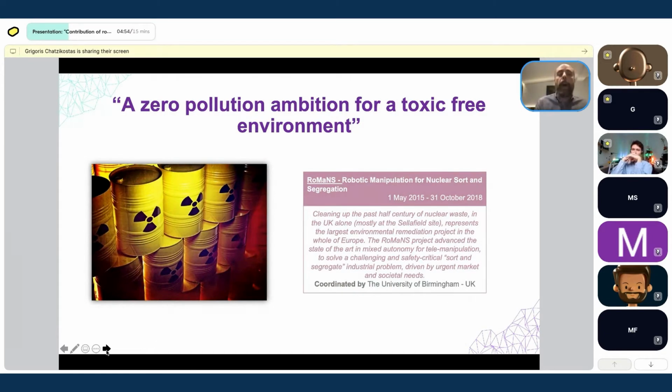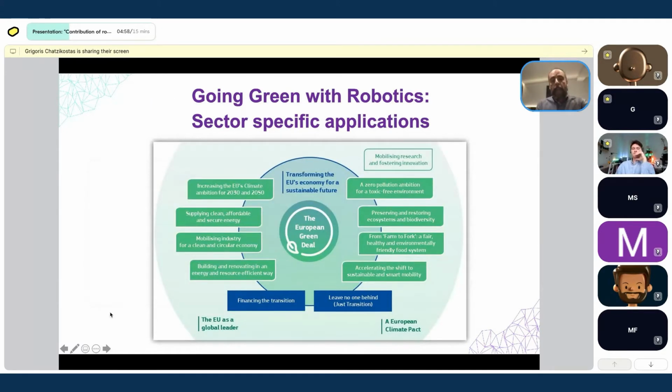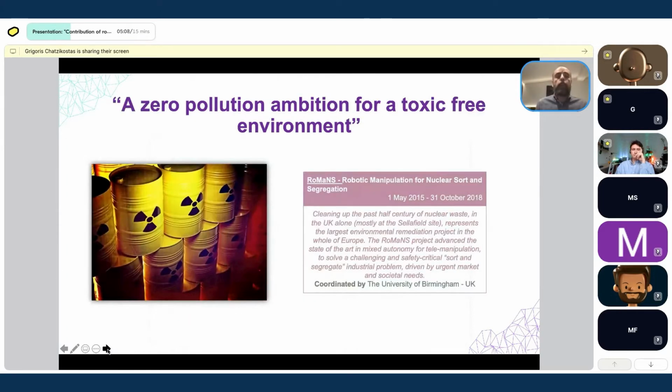So what I will try to do now is give you a few examples, for the 8 different pillars of the Green Deal, of how robotics already are contributing or can contribute to those broader societal goals. When it comes to the zero pollution ambition for a toxic-free environment, look at this indicative project.